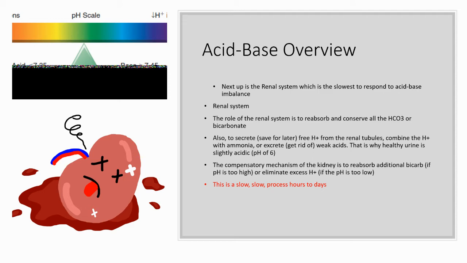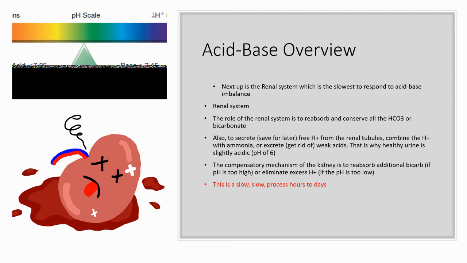Next up is the renal system, which is the slowest to respond to the acid-base imbalance. The role of the renal system is to reabsorb and conserve all of the HCO3 or bicarbonate. Also to secrete, or save it for later, the free hydrogen from the renal tubules, which combine the hydrogen with ammonia, or excrete, get rid of, weak acids. That is why healthy urine is slightly acidic with a pH of 6.